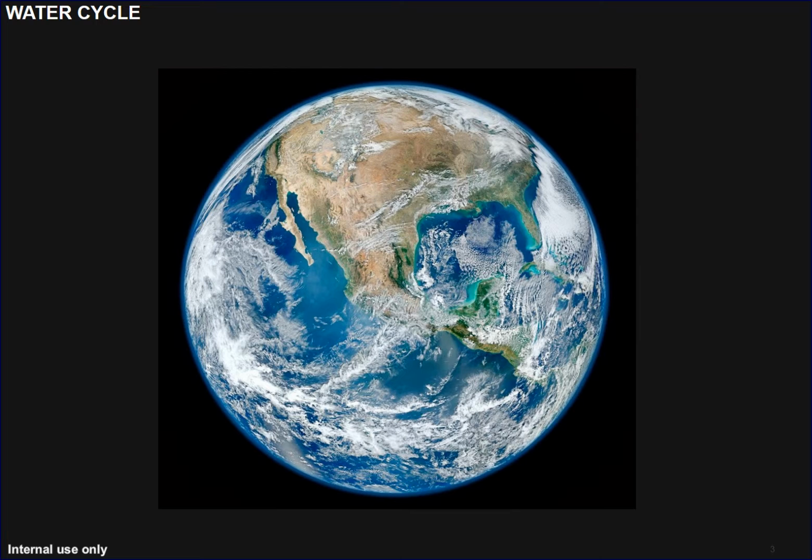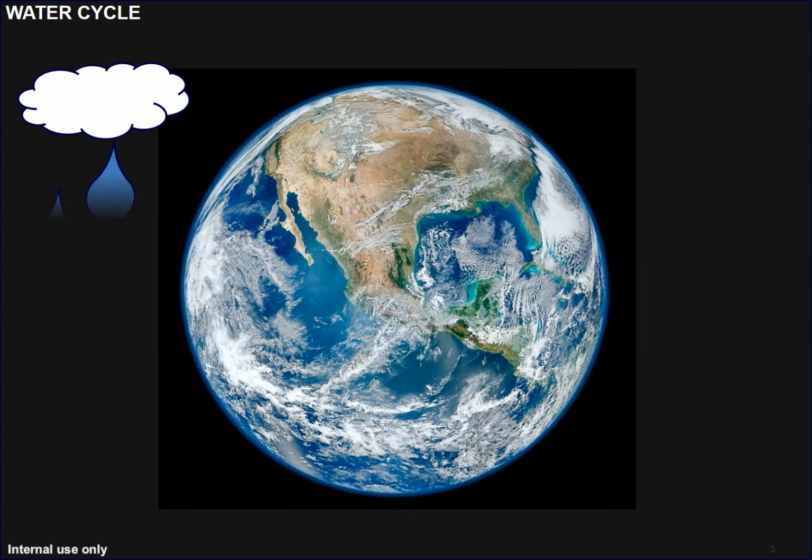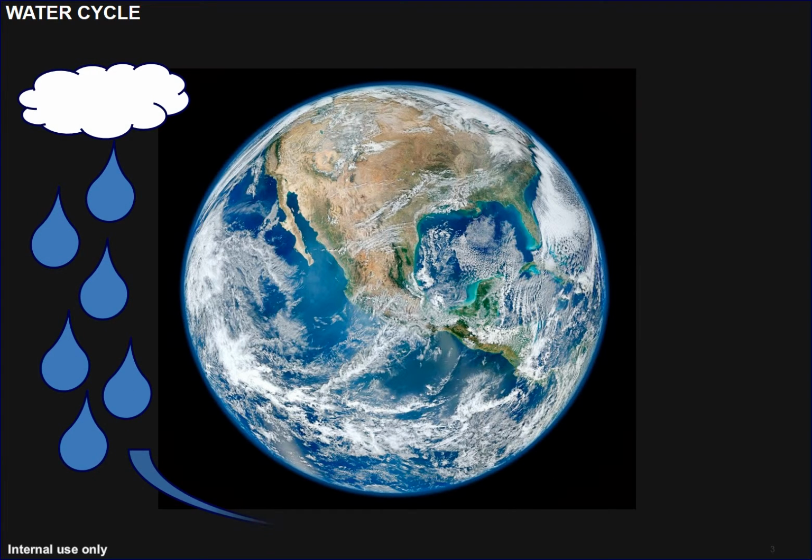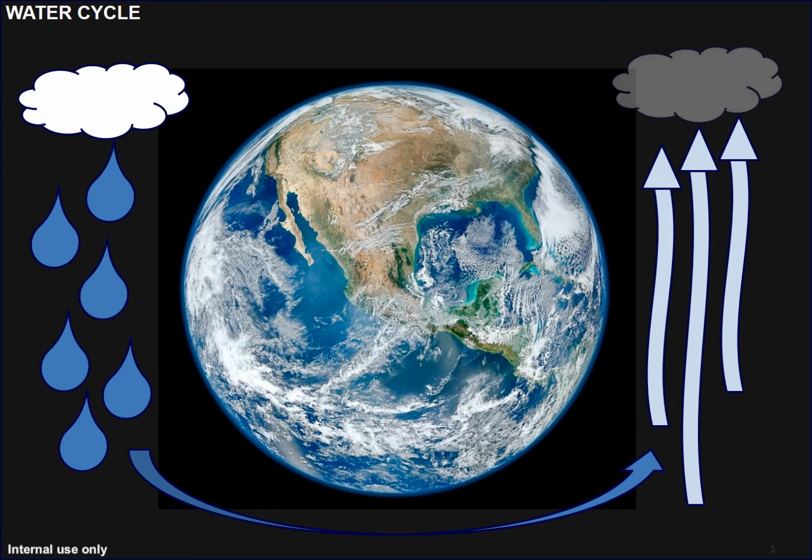If you recall from your earlier days, you understand what the water cycle is. We have rain that falls from the sky, lands on the earth, and then through evaporation back up to the clouds, and from the clouds again falling to the earth as rain. This is what is known as the water cycle.